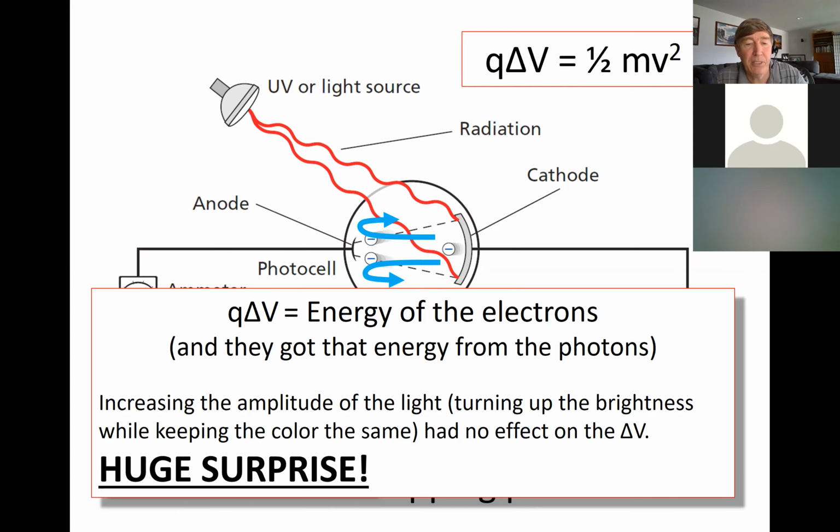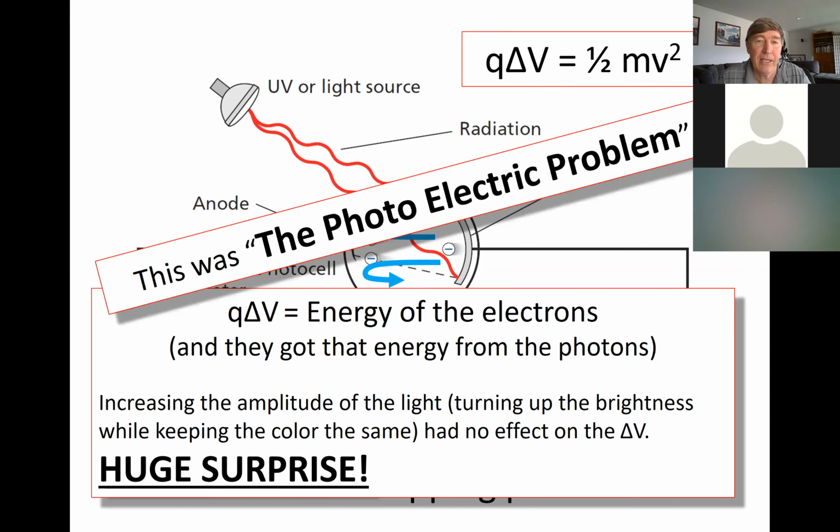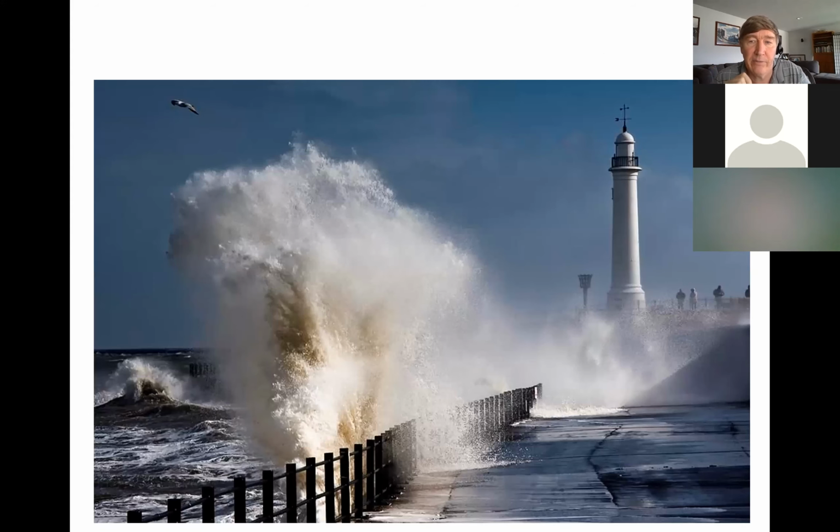So this was a big, big problem, okay? It was called the photoelectric problem, and a lot of people scratched their heads about this for many, many years. And then the other problem that I talked about earlier, the light bulb problem. So we got these two problems. People scratched their heads for a long time about this.